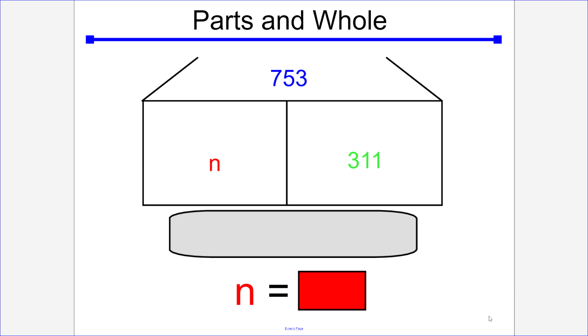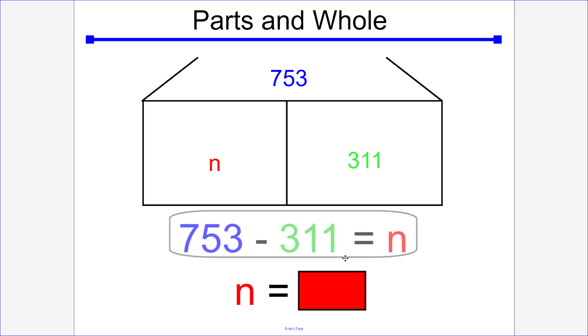Yes. When a part is unknown, we subtract because whole minus part equals part. Think, what equation will we write to solve this problem and find what n equals? We would write the equation 753 minus 311 equals n because whole minus part equals part. On a piece of scratch paper, write 753 minus 311 vertically and solve it. Then you can tell me what n equals.